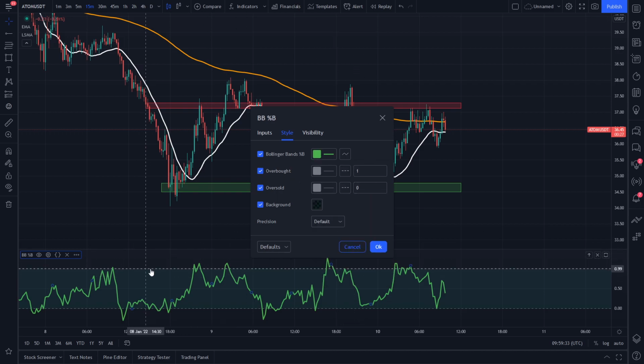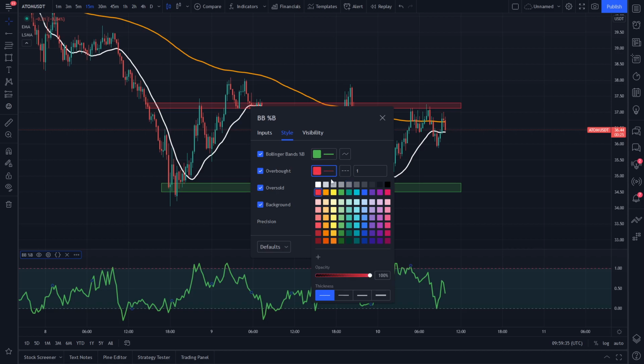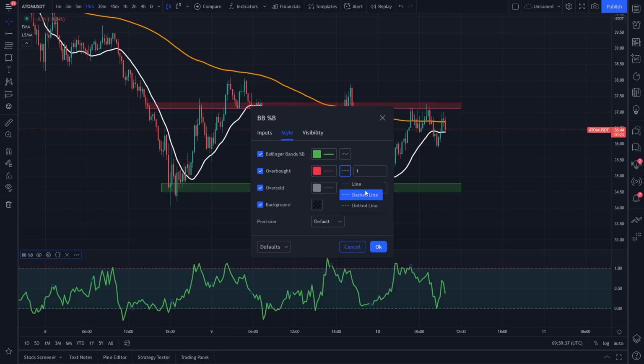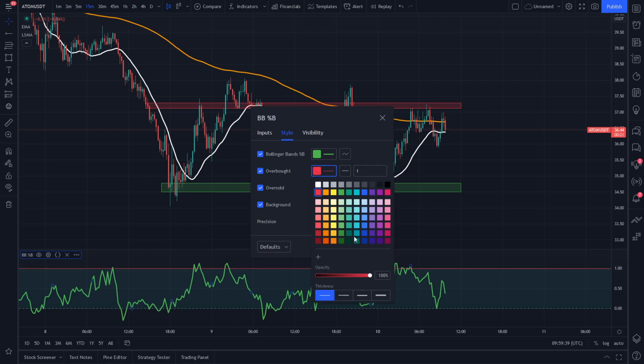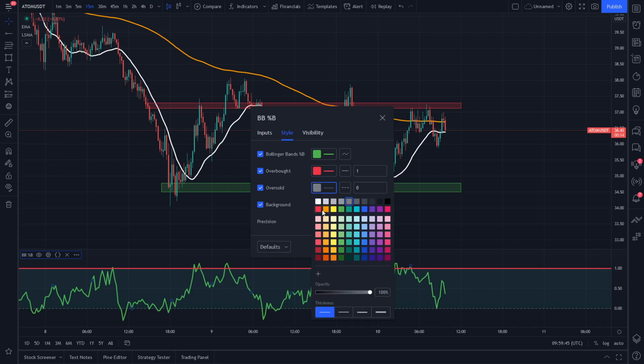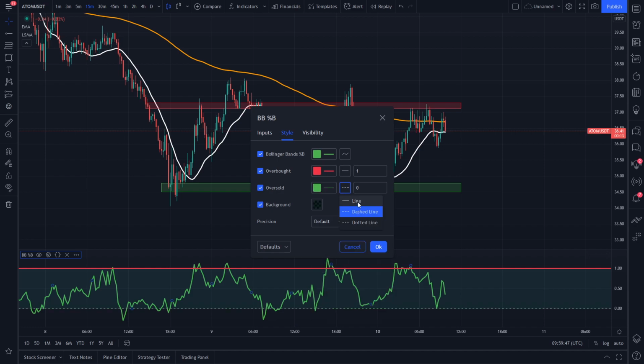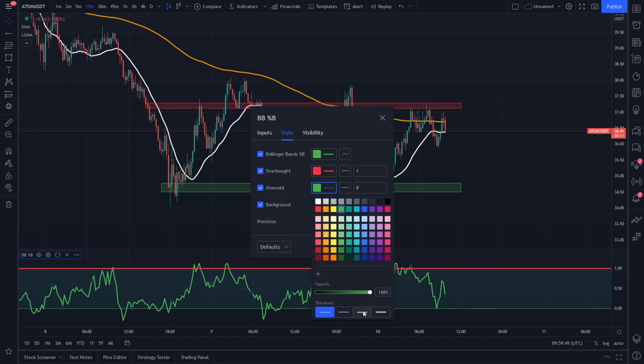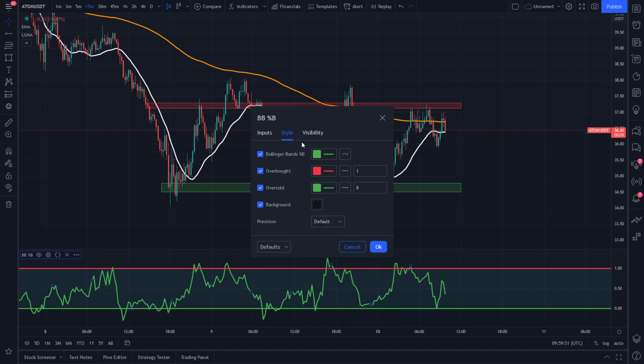Overbought position is the red line on top. I'm going to make this the line on top. I'm going to make this red. I'm going to change the settings. I'm going to give it a little bit of thickness. The oversold area below, I'm going to make it green. Give it a straight line and also increase the thickness.